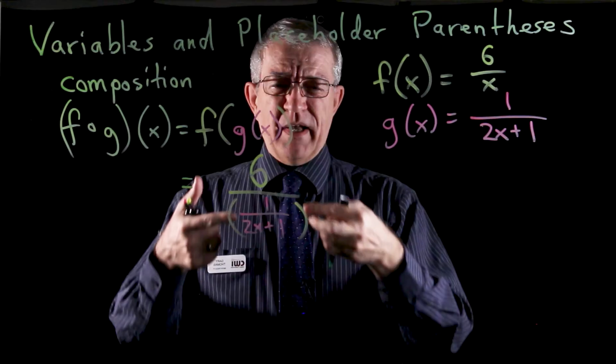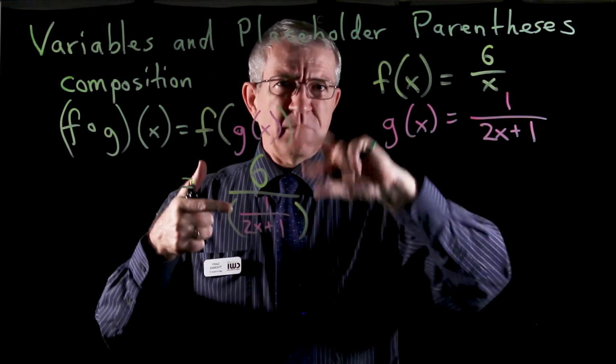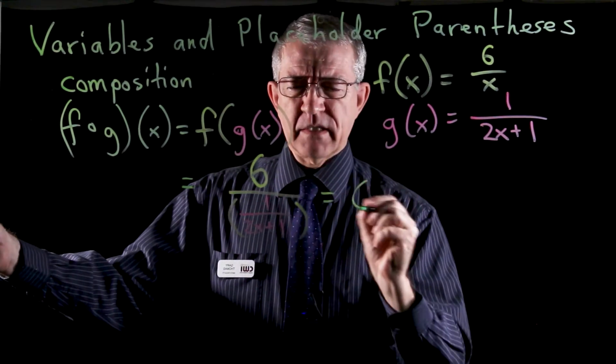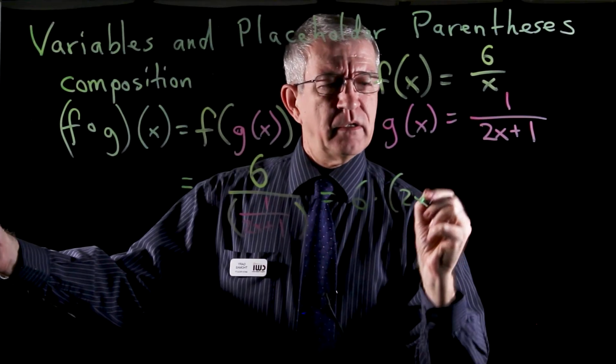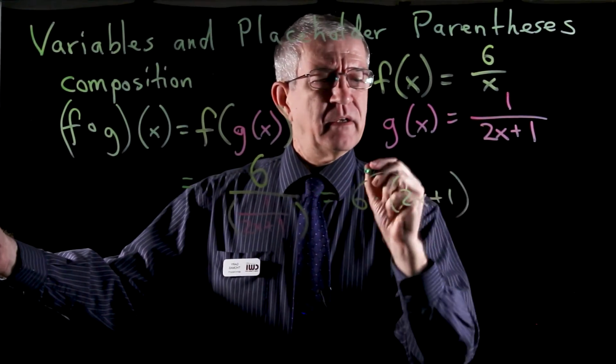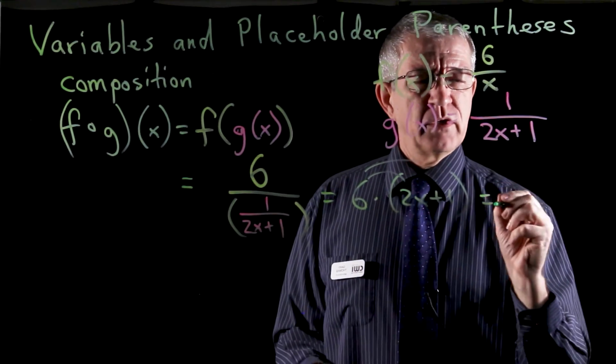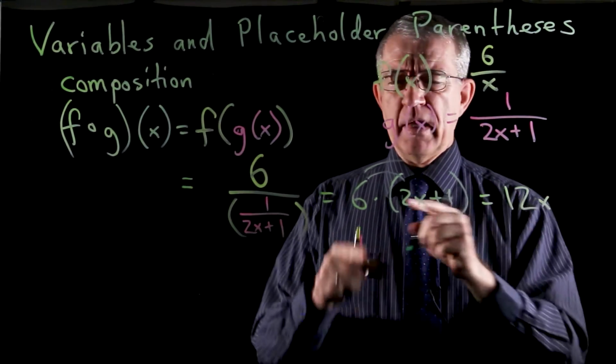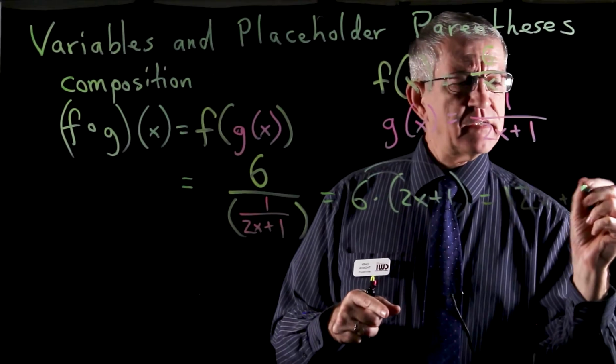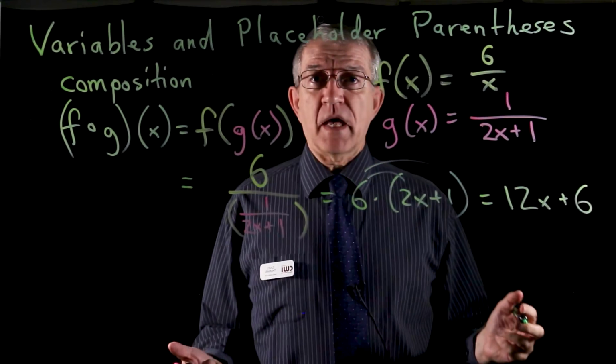Well, now there's work, right? Okay, dividing by a fraction means you flip it, right? And so 6 times 2x plus 1. And then you can use the distributive property. 6 times 2 is 12, I'm thinking, and 6 times 1, we're adding this, is 6. And that wasn't a lot of work.